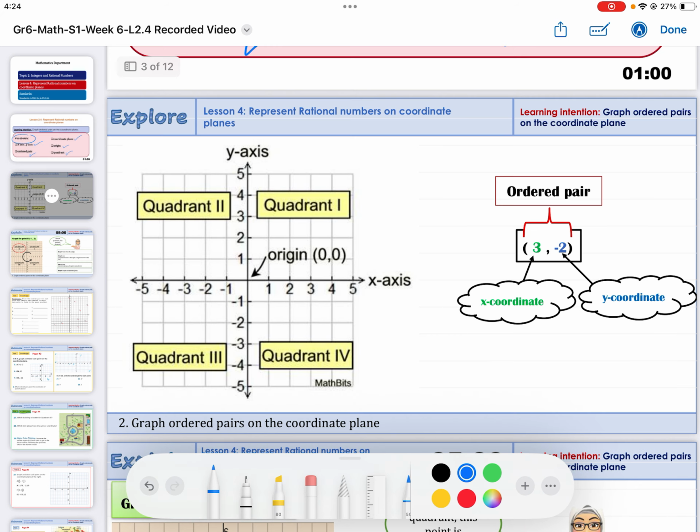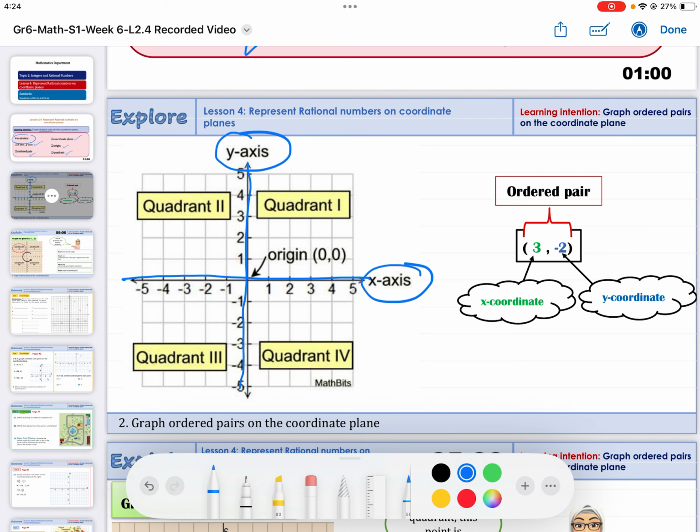Okay, guys, let's move on. As you can see here, we have two number lines, which is where the word coordinate plane came from. Basically, a coordinate plane is a plane that's made up of two number lines. One is horizontal, we call it the x-axis, and one is vertical, we call it the y-axis.